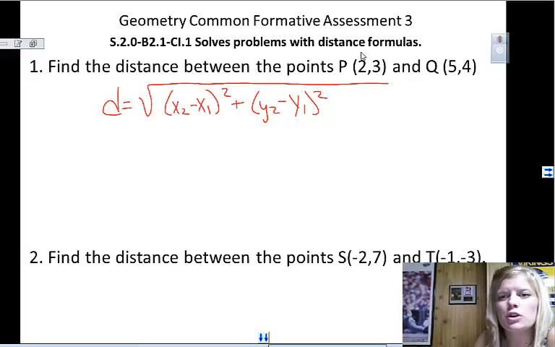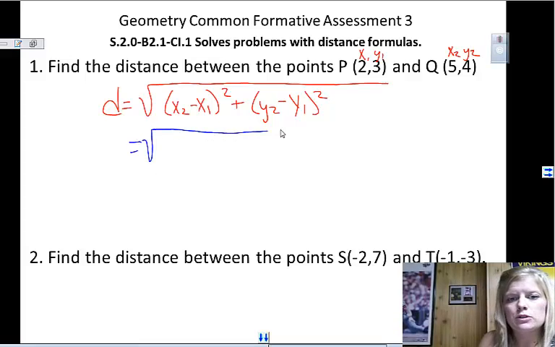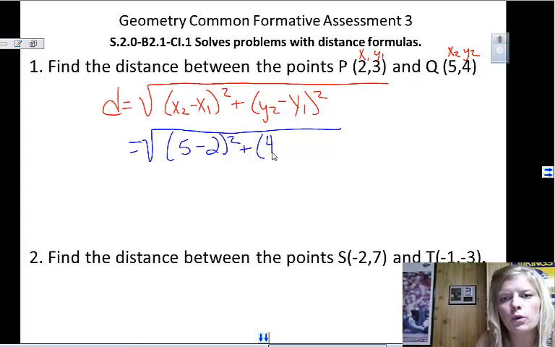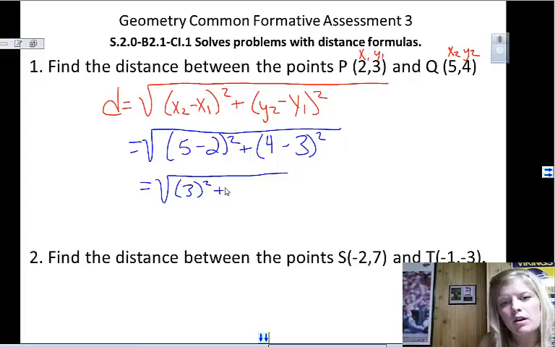Alright, label what you know. P is, let's call it x1, y1 because they're the first points listed. Q is x2, y2. Now plug in what we know and simplify. So I have the square root of x2 is 5 minus x1 is 2 squared plus y2 is 4 minus y1 is 3 squared. Now it's just simple math. So I have 5 minus 2 squared is 3 squared plus 4 minus 3 squared is 1 squared.